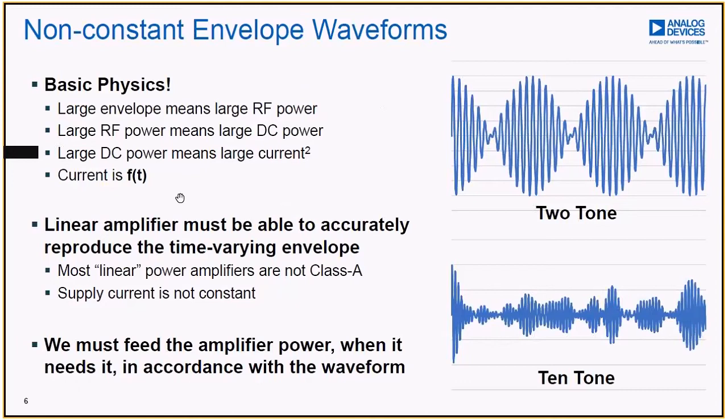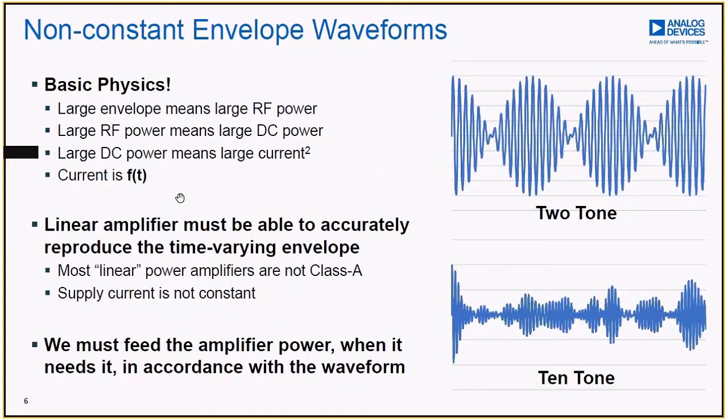If you're doing any kind of modulated waveform, especially if it's got any kind of amplitude information on the waveform, or a multi-tone waveform where there's an envelope, then the power that the amplifier is delivering is going to vary. It's going to vary with time. As the envelope varies with time, so must the DC power that's going into the amplifier. It needs DC power to make RF.